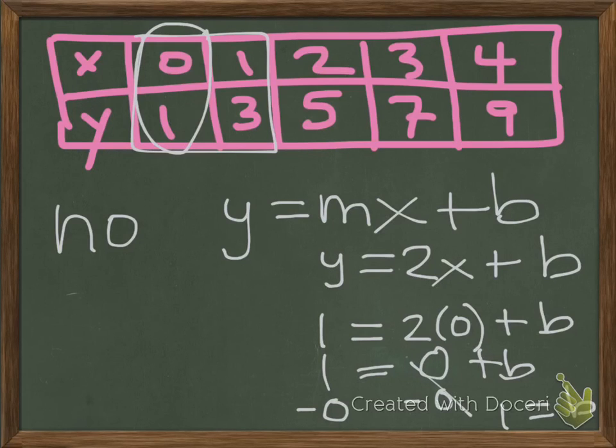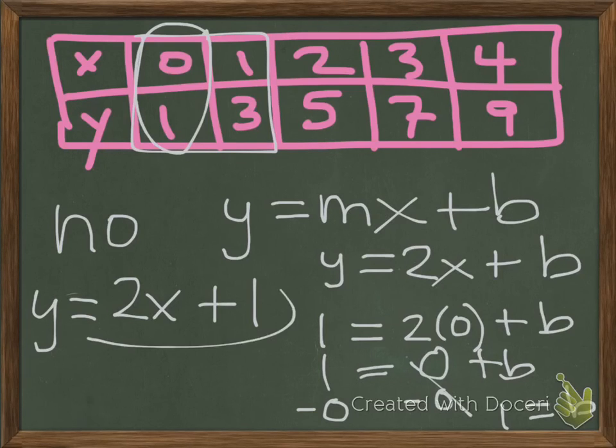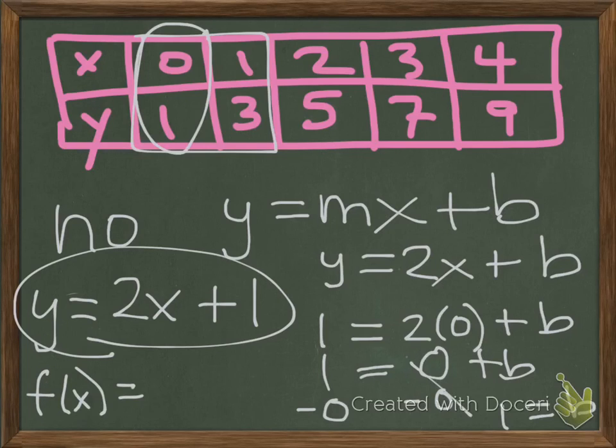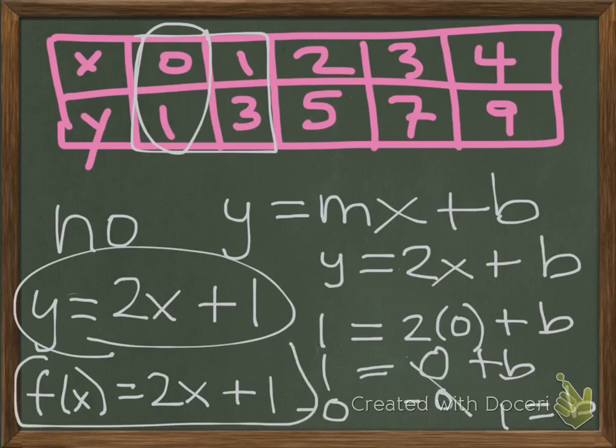So we have our slope and our b. We plug that in, and this would be our equation, but then we need to write it as a function. So f of x equals 2x plus 1. So this is our actual answer.